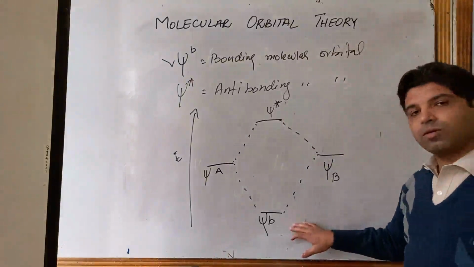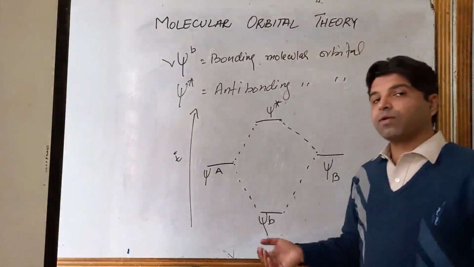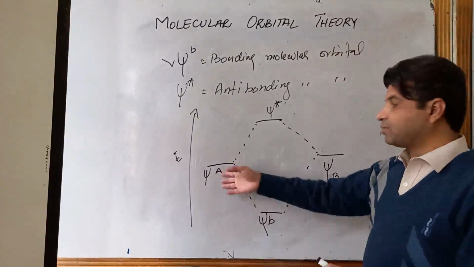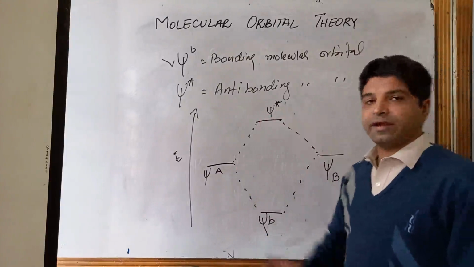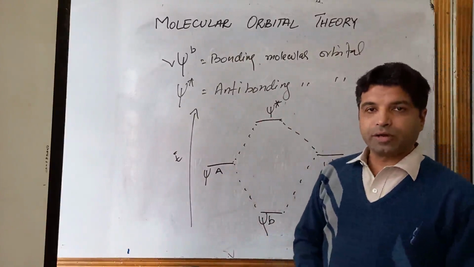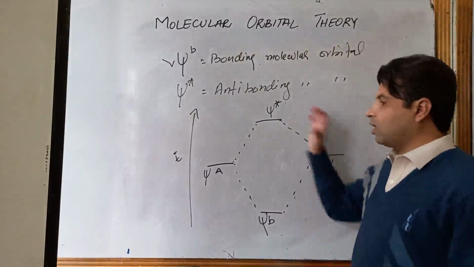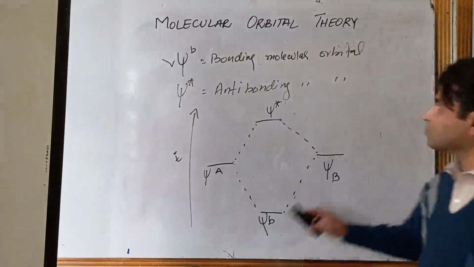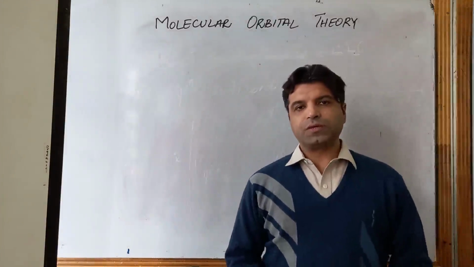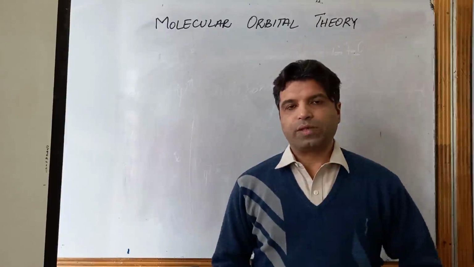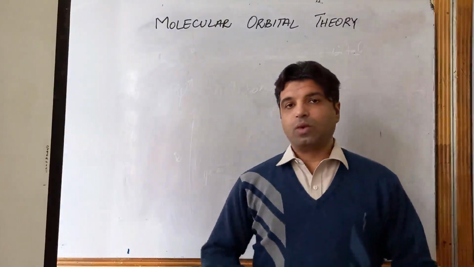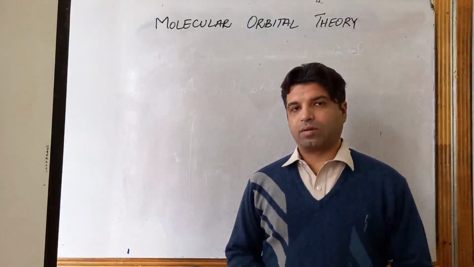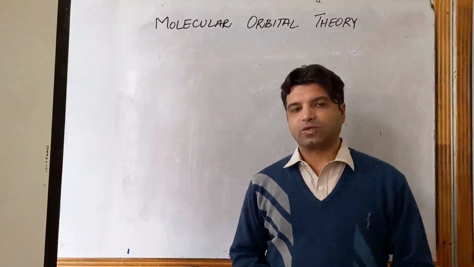The bonding molecular orbital is formed from the effective overlap that leads to bond formation, and that is why its energy is lower as compared to both of these atomic orbitals and as compared to the antibonding molecular orbital. So this is how these orbitals are placed on an energy scale. Now the next thing is to see the electron density within these molecular orbitals. Where would electron density lie in these molecular orbitals? So we have to see that as well.